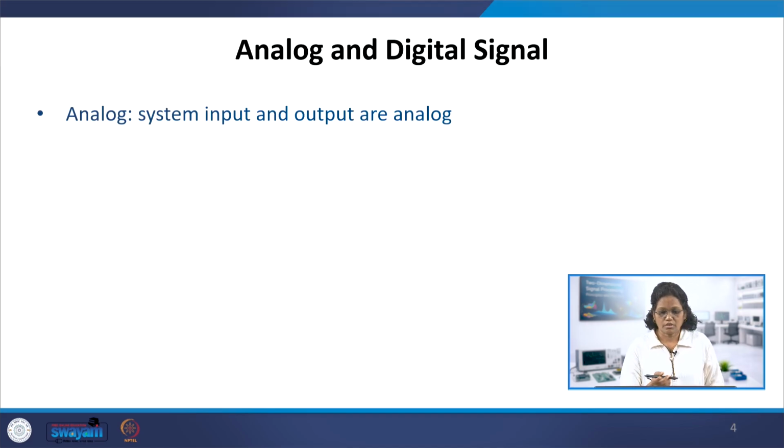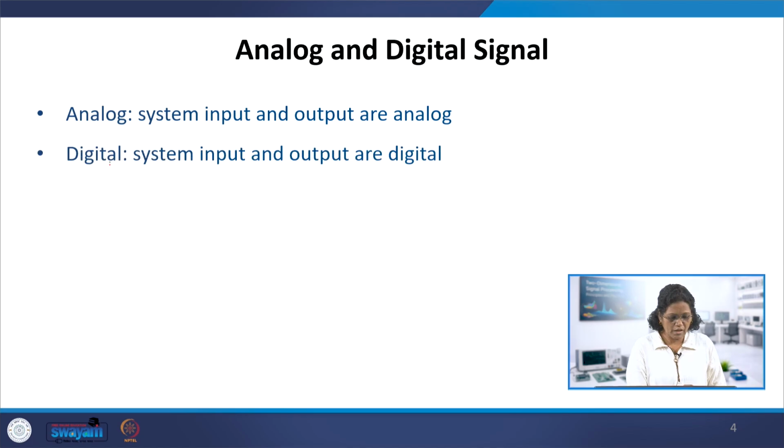Now, coming to analog and digital systems. In the case of an analog system, the system input and the output are both analog signals. For digital systems, the system input and the output are both digital. As we saw in the previous lecture, a digital signal is going to be ones and zeros, so the system input is ones and zeros and the output is also ones and zeros. The analog input is continuous in time and continuous in amplitude, and similarly the output is also continuous in time and continuous in amplitude in the case of analog systems.